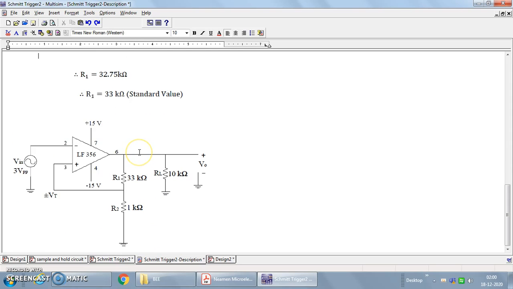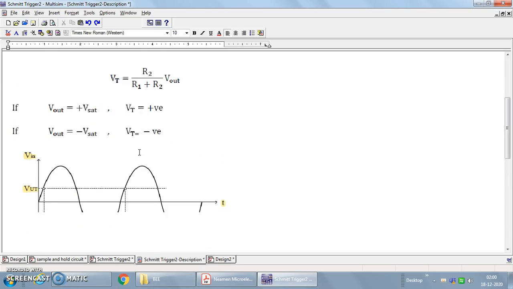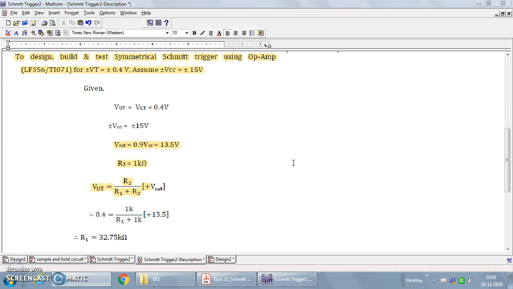Now let us design a circuit. Let us consider the design of a symmetrical Schmitt trigger circuit using the op-amp LF356. If we take the upper and lower thresholds to be symmetrical, it means the upper threshold voltage is plus 0.4 volt and the lower threshold becomes minus 0.4 volt.